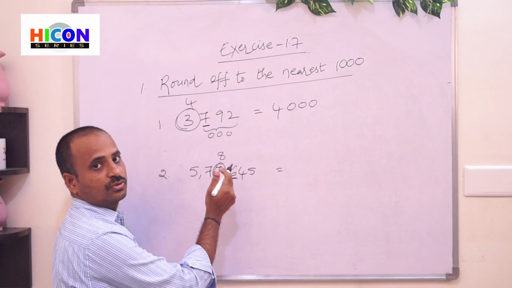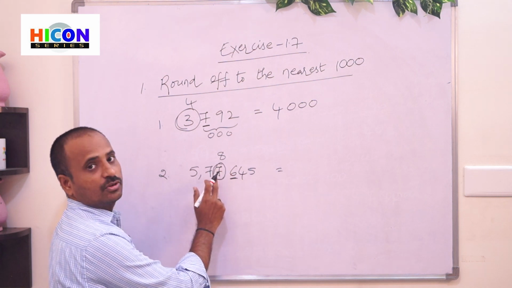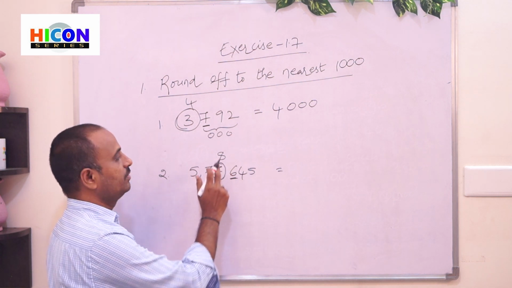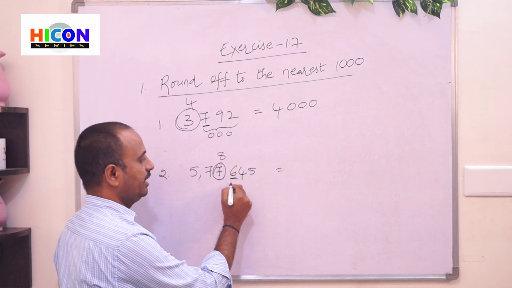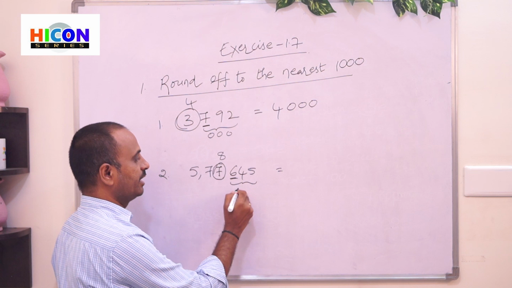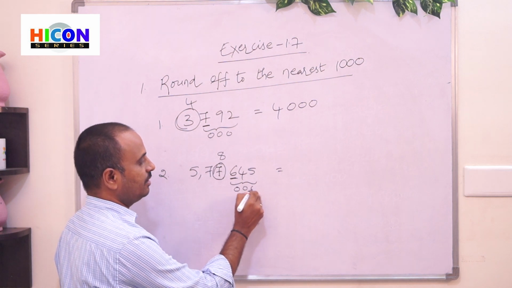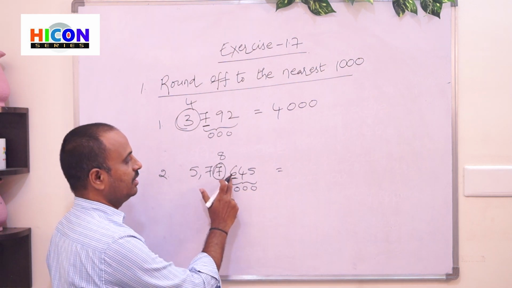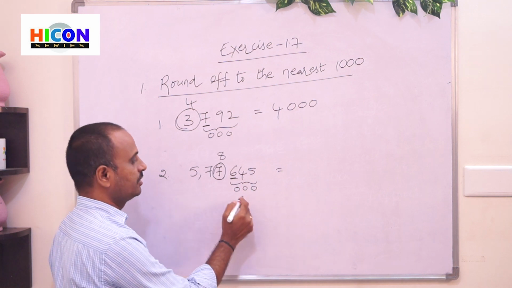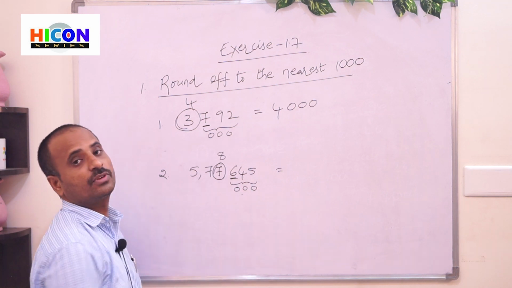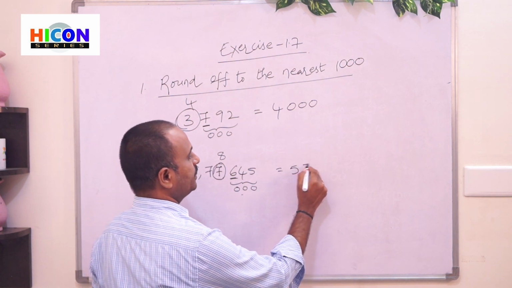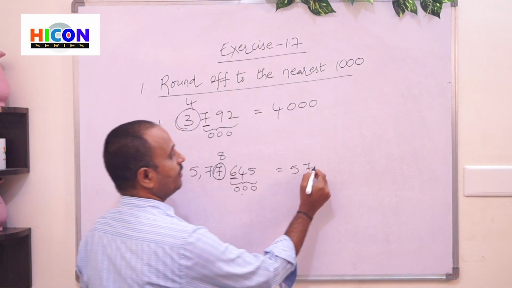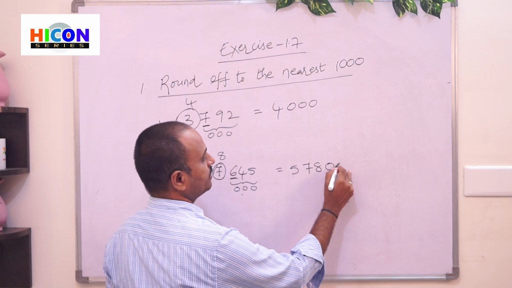So write the next thousands. That means there are 7 thousands, so after 7,000 we will get 8,000. So write 8,000s and keep zeros for the remaining digits present after the thousands place. So there are 3 digits after the thousands place. So write 3 zeros after the thousands place. So the number becomes 5,78,000.